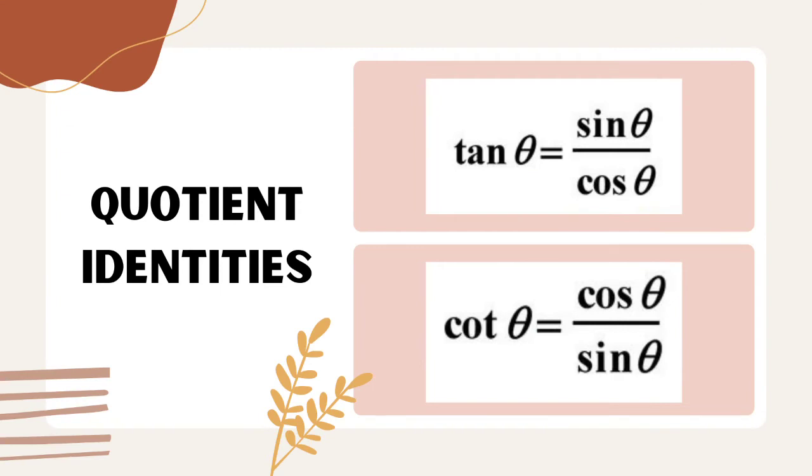Okay, so let us move on with the second identities, which is quotient identities. Under the quotient identities, we have tangent theta is equal to sine theta over cosine theta. And we also have cotangent theta is equal to cosine theta over sine theta.